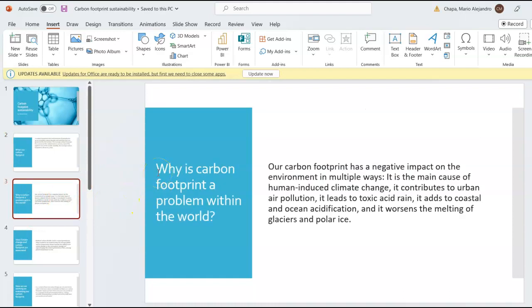Why is carbon footprint a problem within the world? Our carbon footprint has a negative impact on the environment in multiple ways. It is the main cause of human-induced climate change. It contributes to urban air pollution. It leads to toxic rain. It adds to coastal and ocean acidification, and it worsens the melting of glaciers and polar ice.